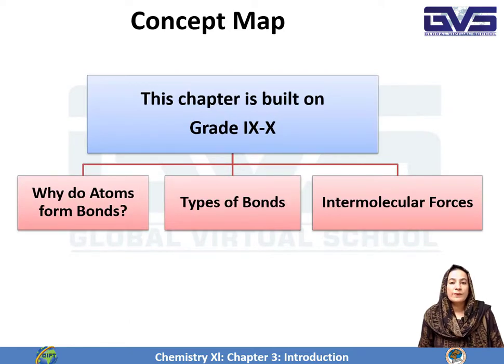Students, basically this chapter is built on the base of some basic concepts you have from 9th or 10th about why atoms form bonds. Almost all of the atoms except a few have a tendency to form bonds between them or with other atoms of other elements. And you have also learned about the types of bonds, either covalent bond, ionic bond, metallic bond or coordinate covalent bond. And you have also learned about the intermolecular forces.